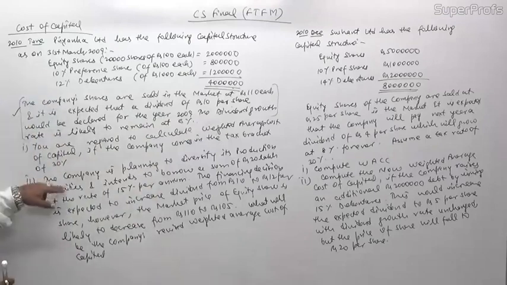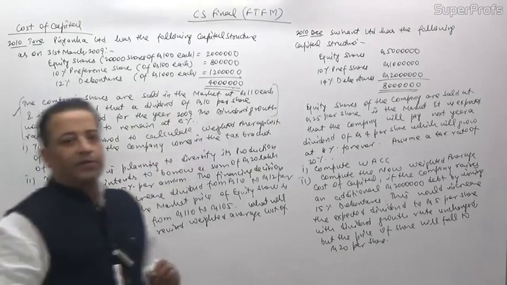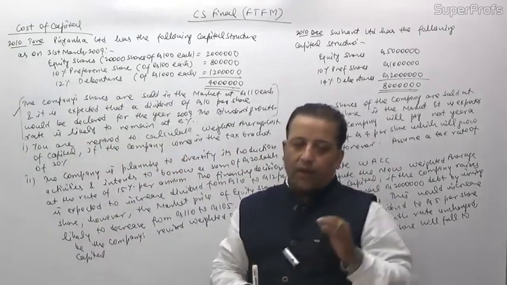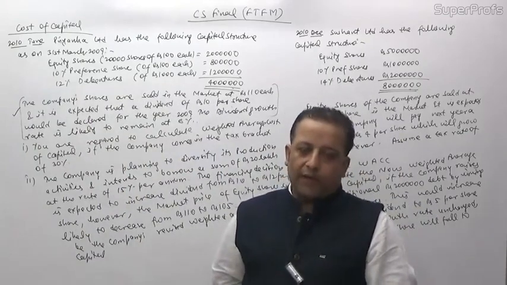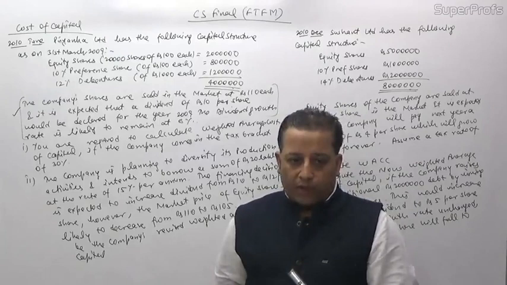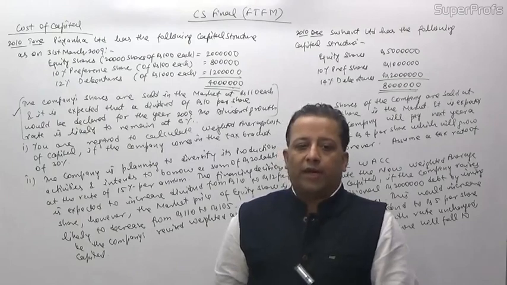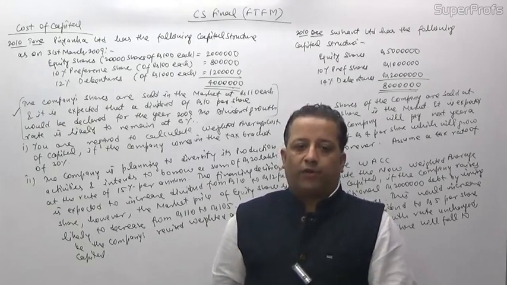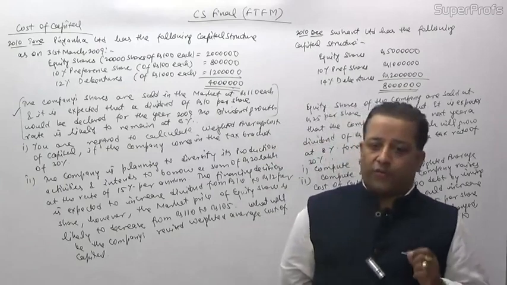First of all, you are required to calculate the weighted average cost of capital, WACC. For the computation of weighted average cost of capital, I have to calculate the cost of different components of capital. The capital structure consists of equity shares, preference shares and debentures. So I need to calculate the cost of equity share, the cost of preference share and the cost of debenture.